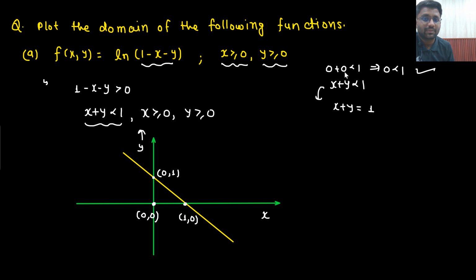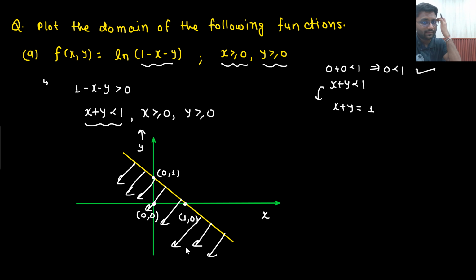Are you able to understand this point? That means 0, 0 is satisfying this equation, so 0, 0 will be correct. It will be lying in the region. That means this much region will be accepted. All this region would be accepted. Is that clear to you? So from here, all the region would be accepted.